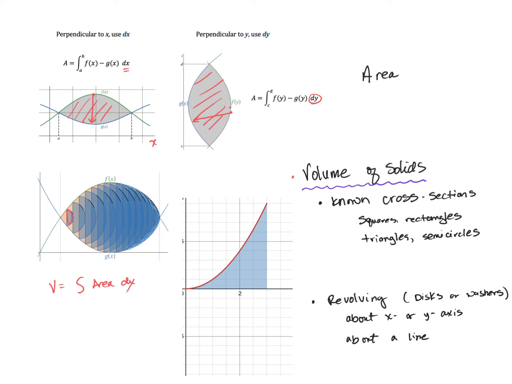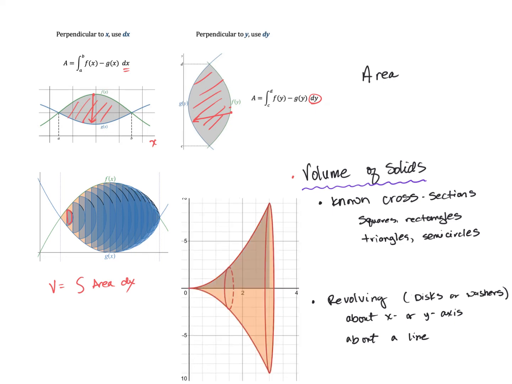Now we're going to take a region, and it's not going to be the base any longer. Now we're going to take that region and revolve it around a line, either the x-axis, the y-axis, or another line to create a solid shape. Remember, when you revolve something, it creates a circle. So all of our areas now, instead of being squares or rectangles or semicircles, once you revolve, everything is going to be the area of a circle.